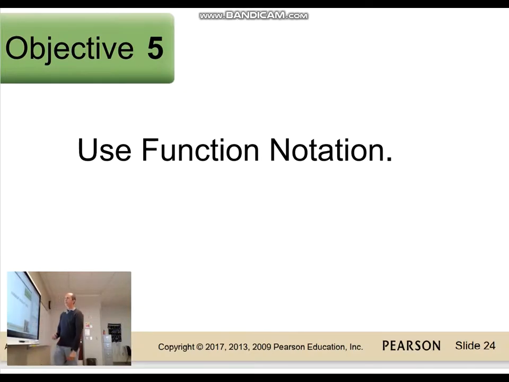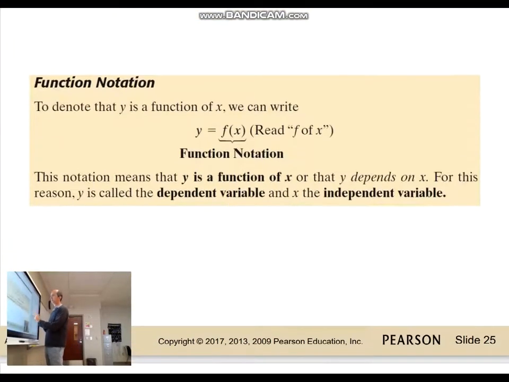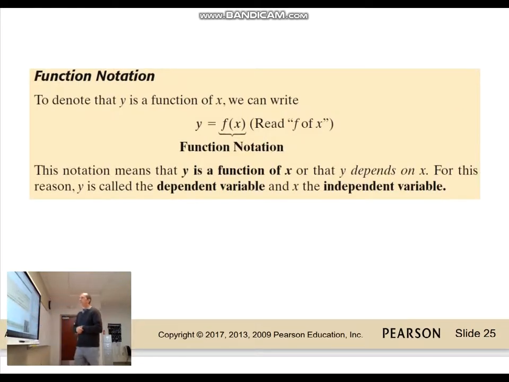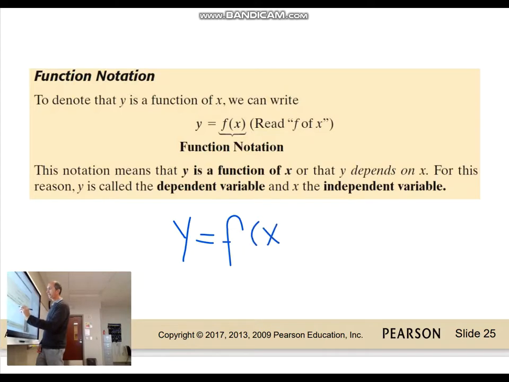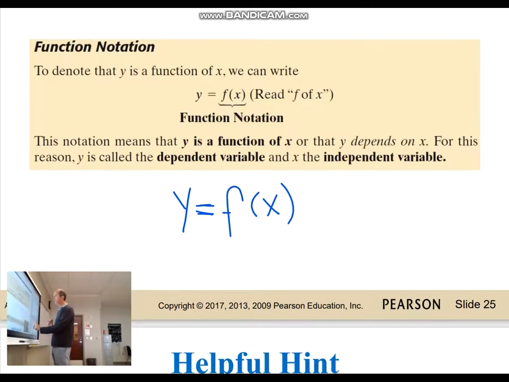Next objective, using function notation. To denote that y is a function of x, we can write y equals f of x. So for the equations that we will use as functions, instead of y, we're going to use this notation here, f of x. It's the most usual notation.